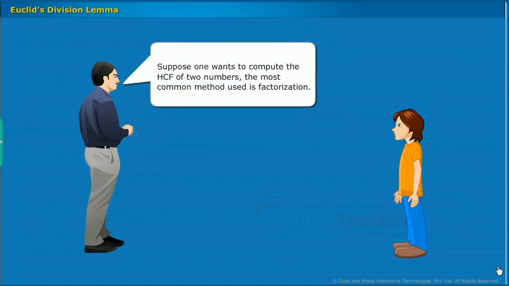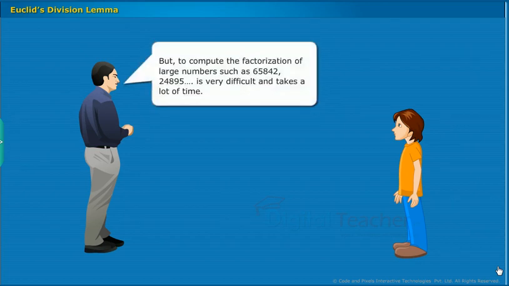Suppose one wants to compute the HCF of two numbers. The most common method used is factorization. But computing the factorization of large numbers, such as 65,842, 24,895 and so on, is very difficult and takes a lot of time.